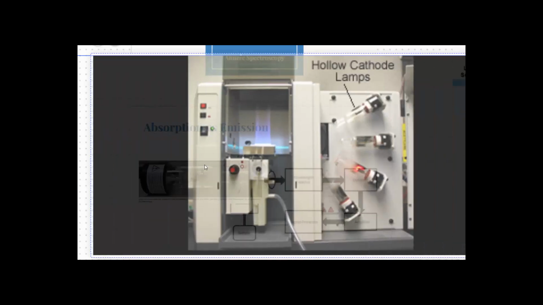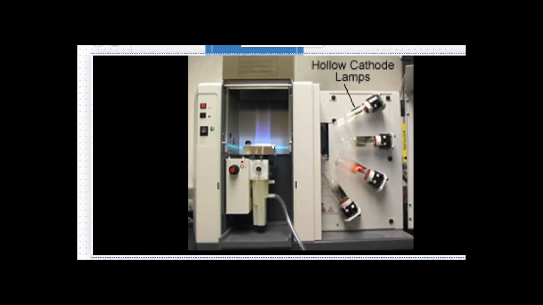So these were both examples of the flame AA. You see it's called flame AA because there's a flame here. Now this flame is oftentimes produced by acetylene and oxygen, acetylene being the fuel and oxygen being the oxidant. And you can tweak the fuel and the oxygen in order to have either a lean or a rich flame. A lean flame is going to have more oxidant, or oxygen in this case, than fuel, and it usually is going to run hotter than what's called a rich flame. A rich flame is going to have more fuel than oxidant, and they tend to run a little bit cooler.